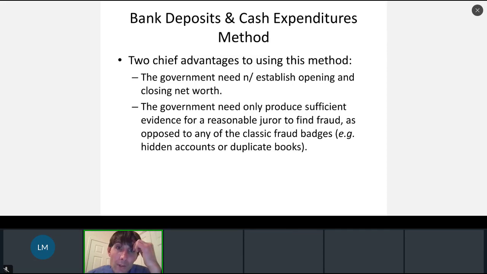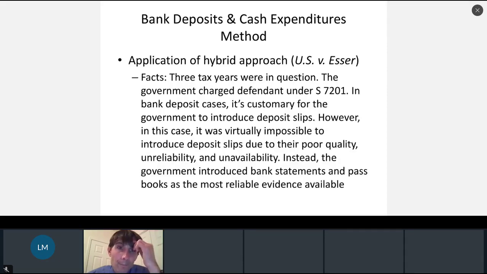The two chief advantages to using this method are, one, that the government need not establish opening and closing net worth, and two, the government need only produce sufficient evidence for a reasonable juror to find fraud, as opposed to any of the classic fraud badges, which hidden accounts or duplicate books would fall under.